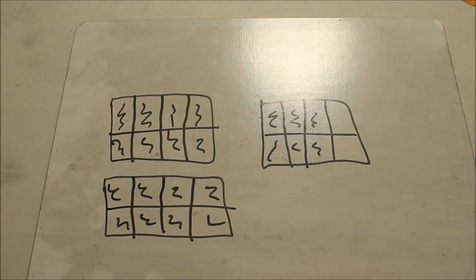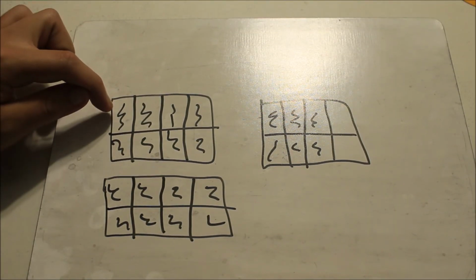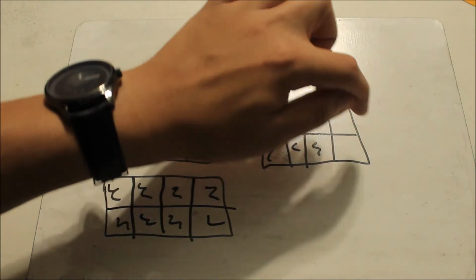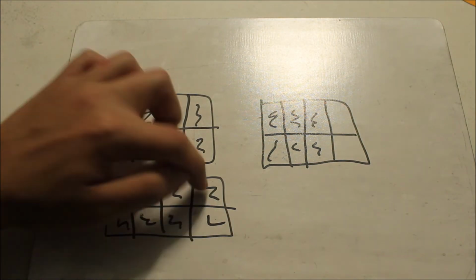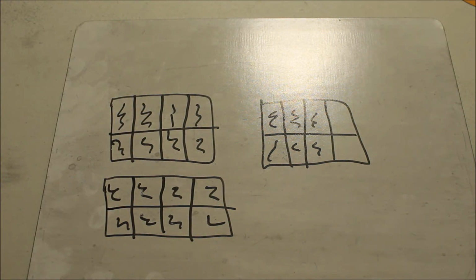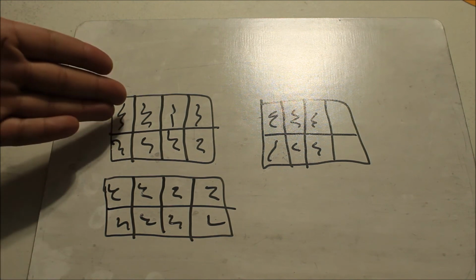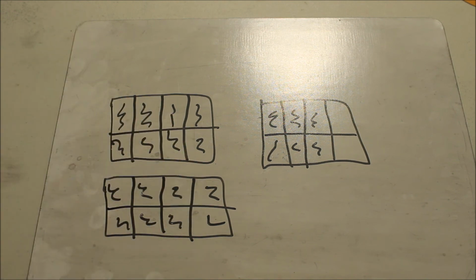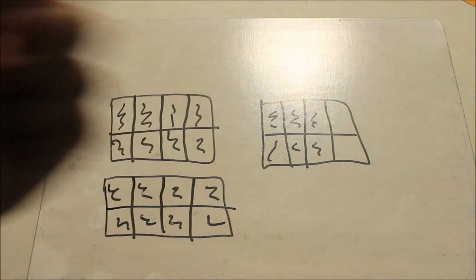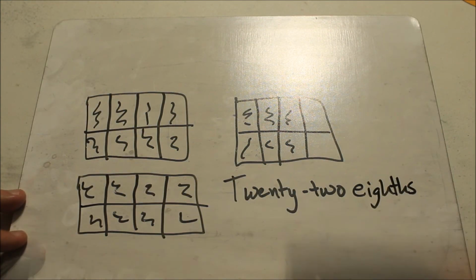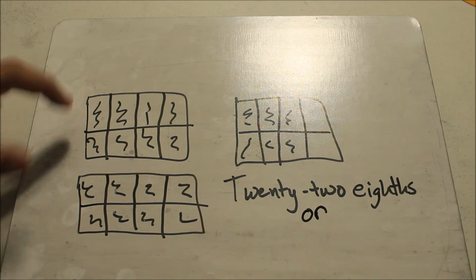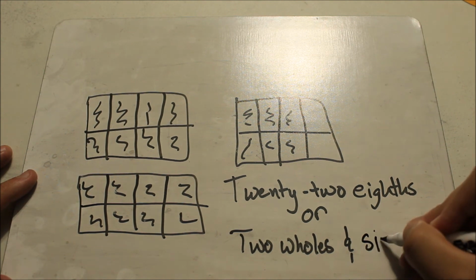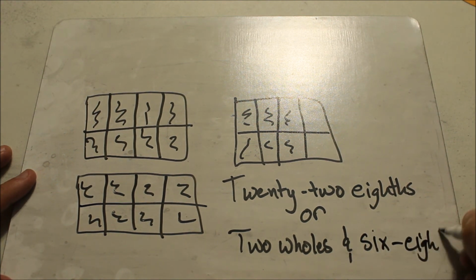Here's your picture of eighths. Let's count them all together. 1, 2, 3, up to 24. All together I have 24. But how many are shaded in? 1, 2, 3, up to 22. So I have 22 eighths, or I have 1 whole, 2 wholes, 1, 2, 3, 4, 5, 6, 6 eighths.